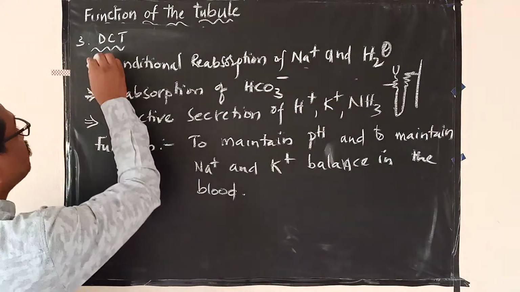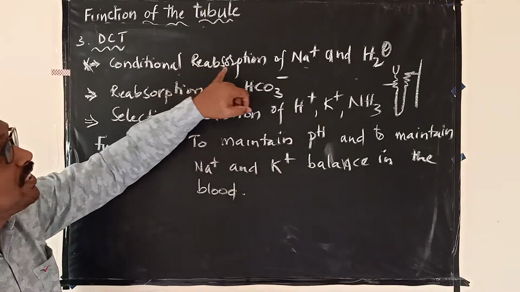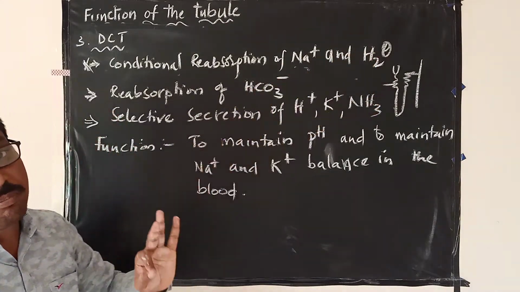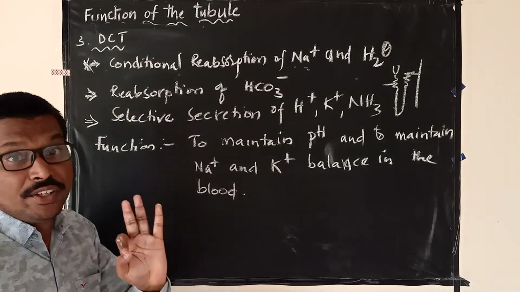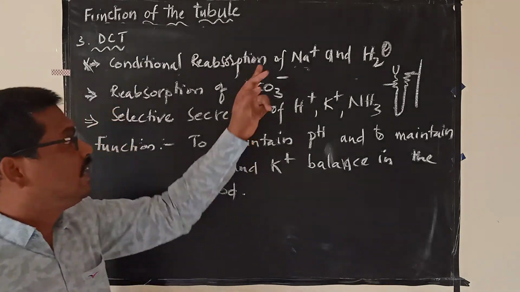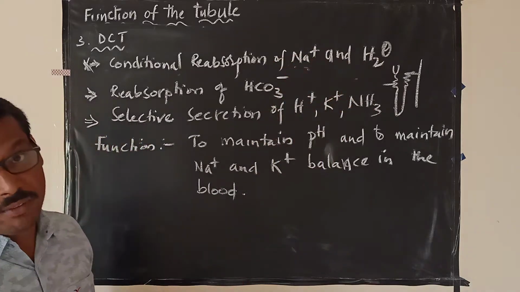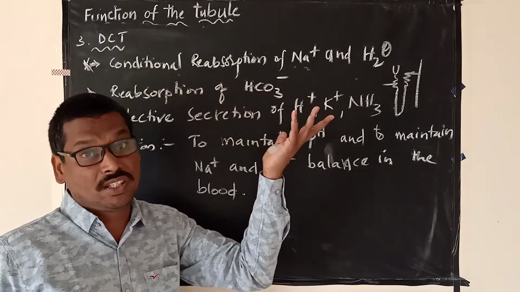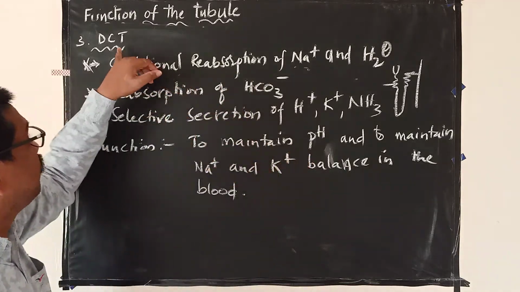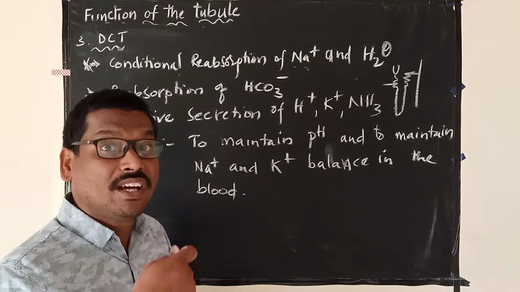And please remember this point, it is a very important point. Conditional reabsorption of sodium ions and water will be taking place in the distal convoluted tubule as per the requirement only, as per the need only. Already we said it takes place in the PCT, proximal convoluted tubule. But if it escapes there, then the second chance is in the distal convoluted tubule, where these sodium ions and water will be reabsorbed.